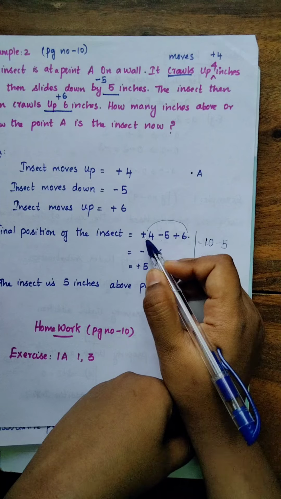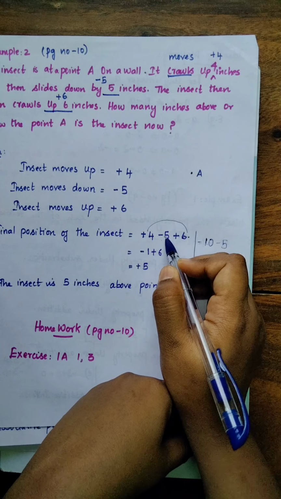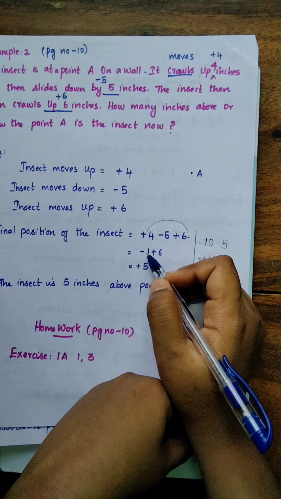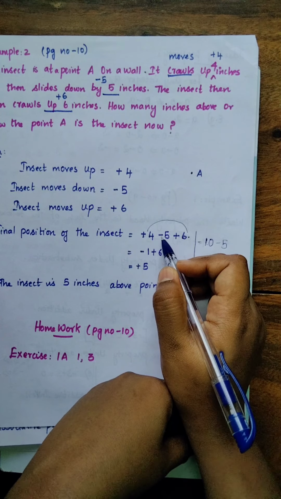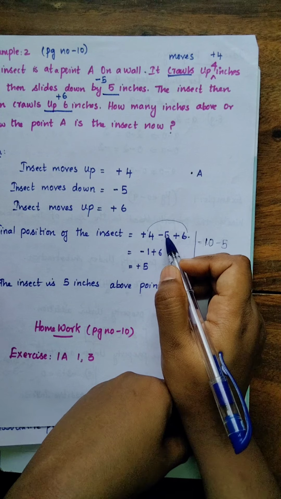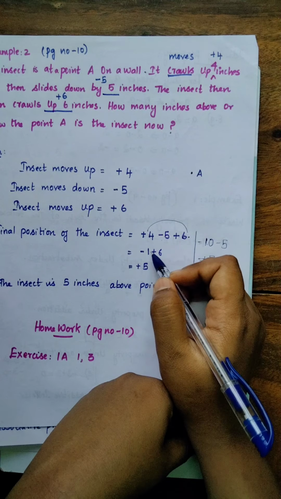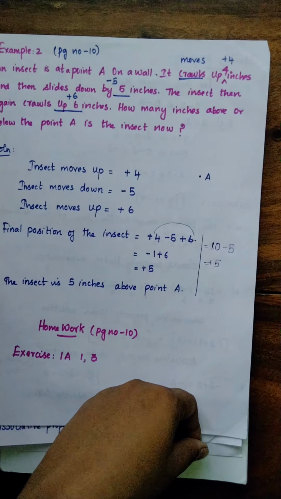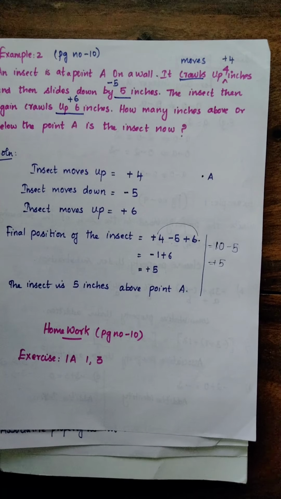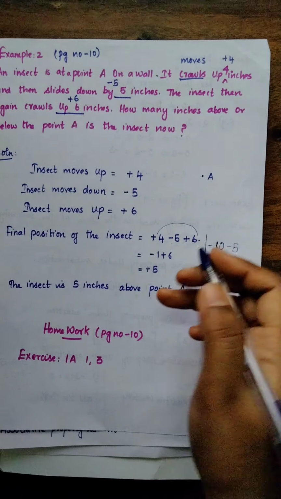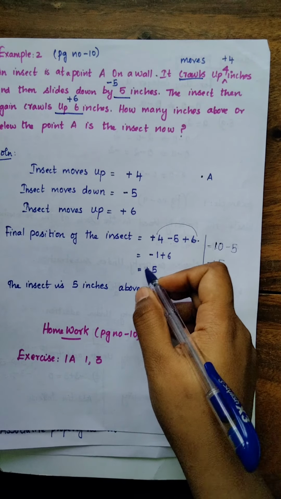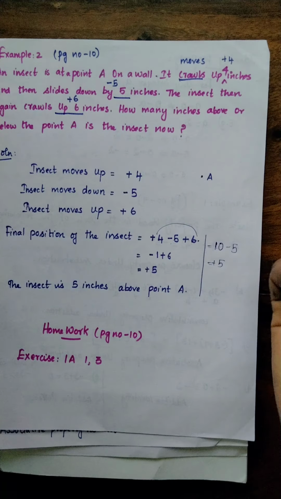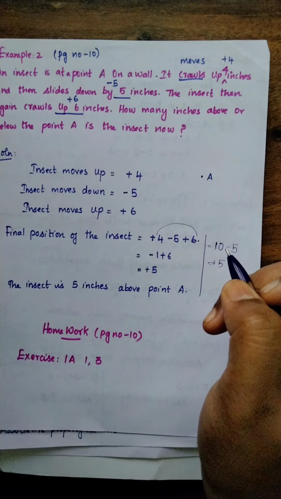Plus 4 minus 5. Both the numbers are having different signs, so you need to subtract. 4 minus 5 is 1, and put the greater number's sign. Here which number is greater? Minus 5 is the greater number, so minus 1 plus 6. Then again subtract both the numbers, we are getting the answer plus 5. So the insect is 5 inches above point A because we are getting the answer in plus sign. Understand?